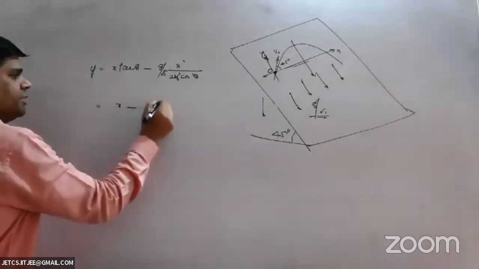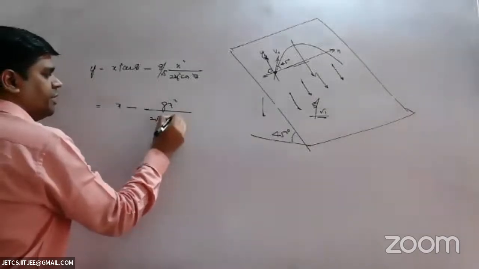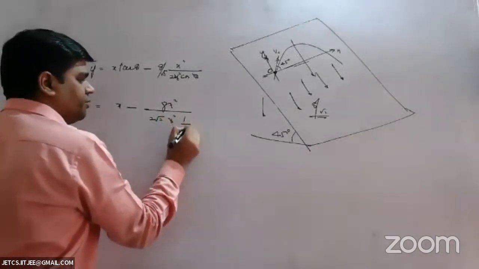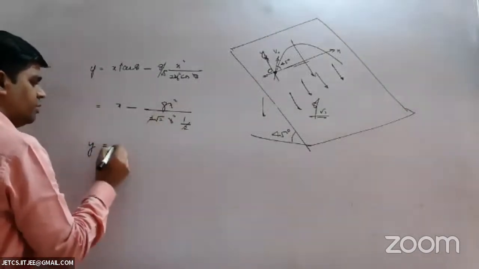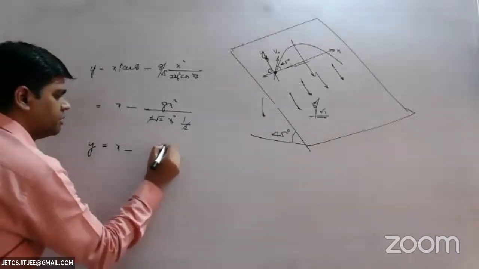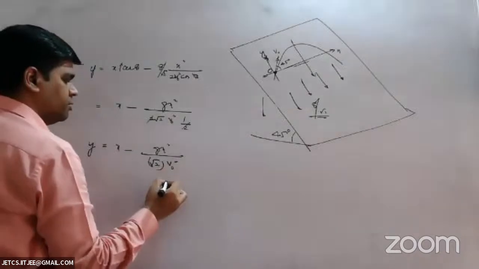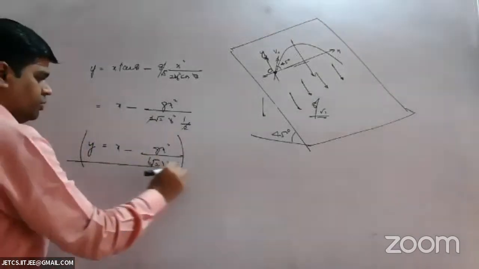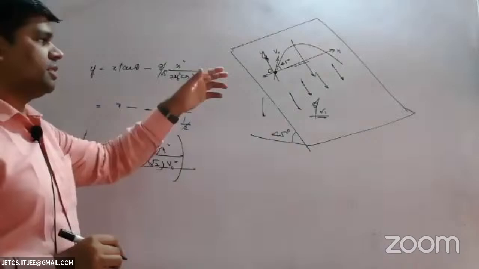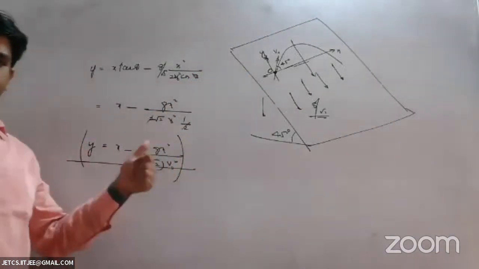So y is equal to x minus g x square by 2 root 2 v naught square cos square theta, and cos square theta is 1 by 2, so the 2 gets cancelled out. I'll have y is equal to x minus g x square by root 2 v naught square. Alright, so this is the equation of trajectory, with x and y as axes as shown and the point of launch as the origin. Is this clear?